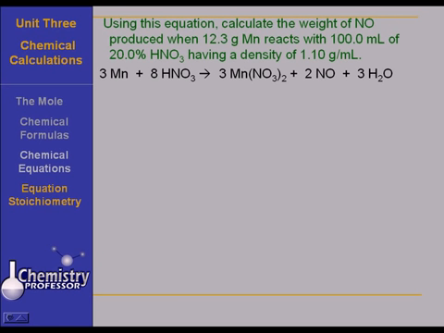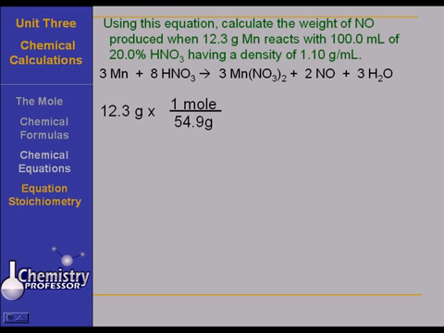Now try this one. Using this equation, let's calculate the weight of nitric oxide produced when 12.3 grams of manganese reacts with 100 milliliters of 20% nitric acid having a density of 1.10 grams per mil. We're going to use the same procedure. This time I'm going to start with the manganese, if you don't mind.